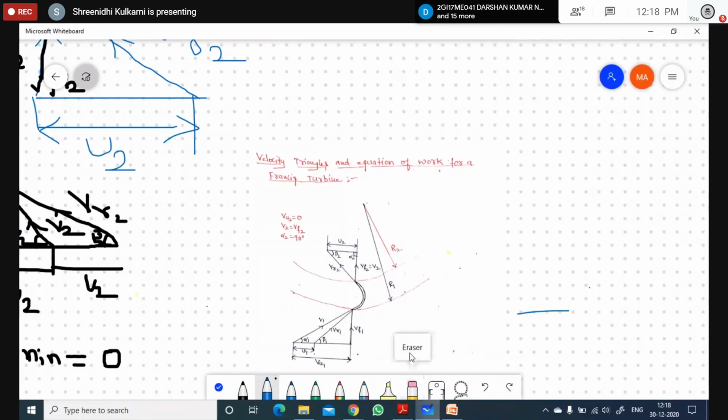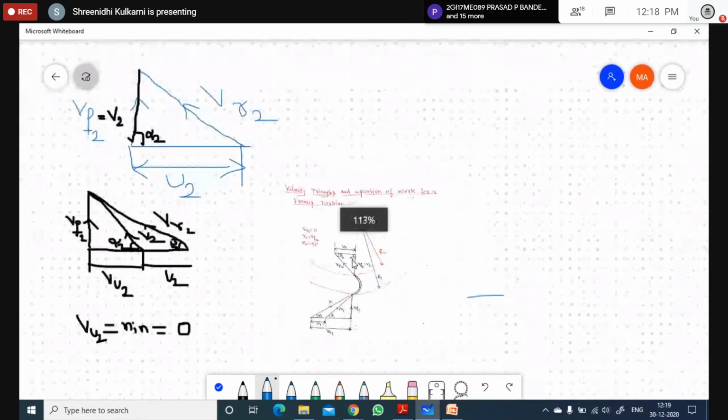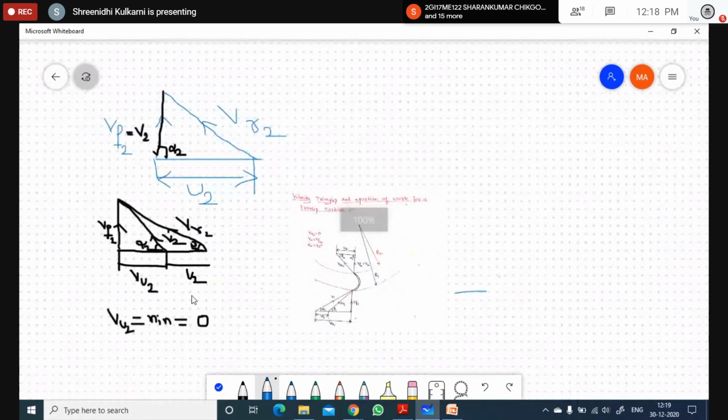So here you can check. Always it is 90 degrees. Got my point? Always this is the velocity triangle for Francis turbine.